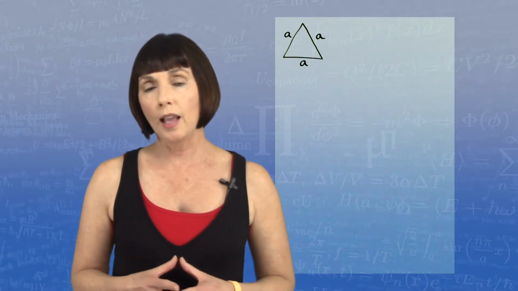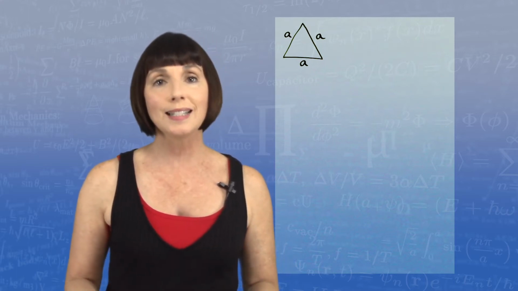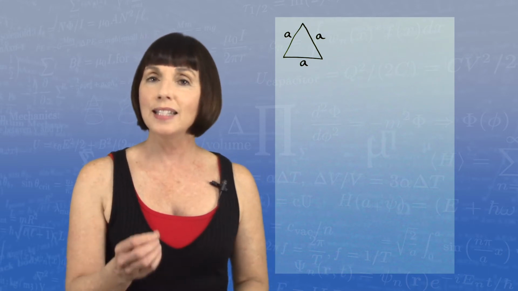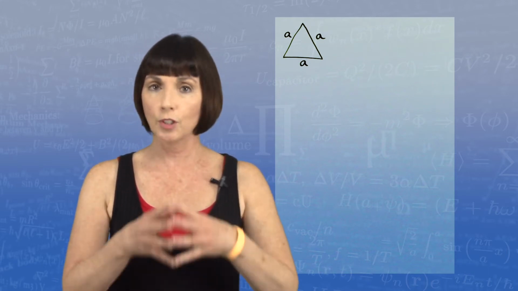Today we're talking about the area of an equilateral triangle. An equilateral triangle has 3 equal sides and 3 equal angles. Because of this, it's very symmetric. And this symmetry allows us to derive a specific formula for its area. So let's take a look.